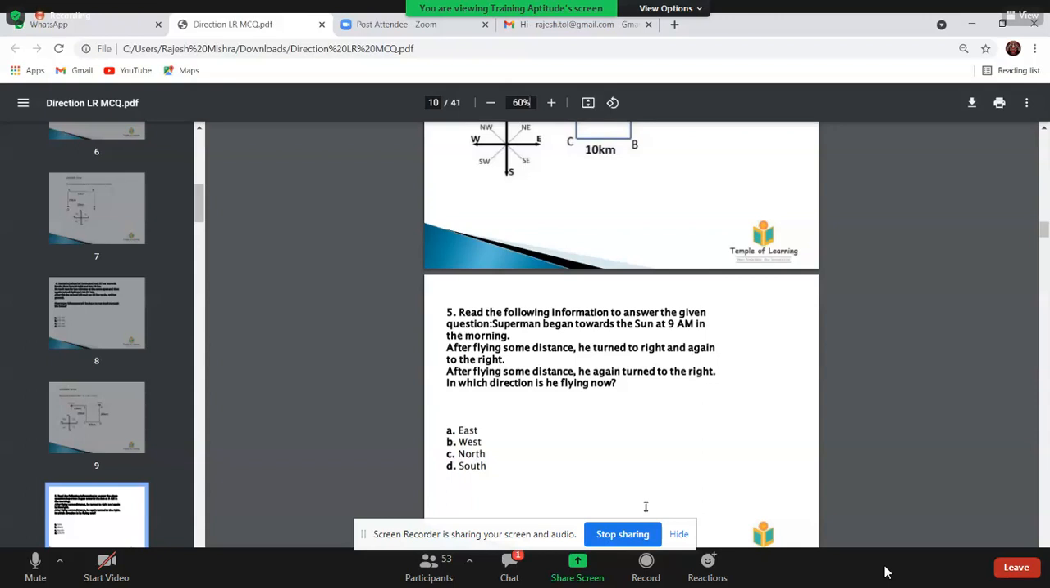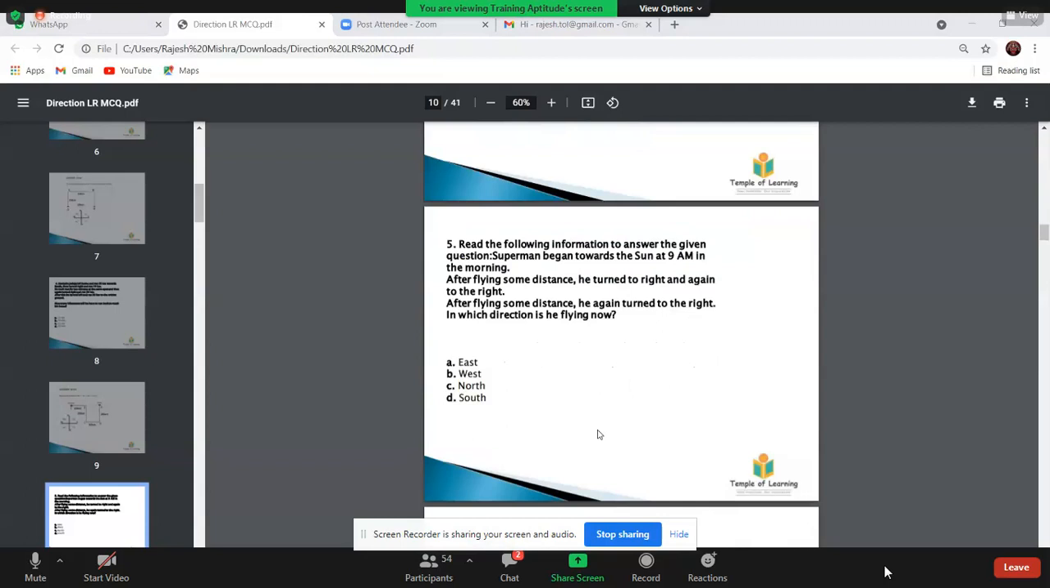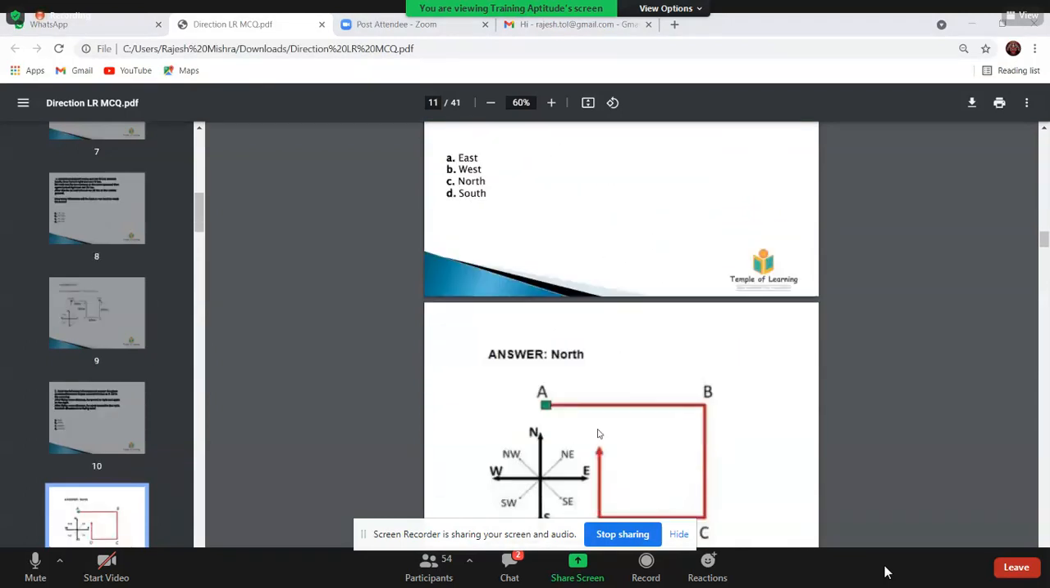Just ask which direction is he traveling now? Who says north? So Simran. Okay. No, it's absolutely correct. So first Superman goes in the east, then goes south, then goes west. Now in which direction after D is he moving? He's moving towards north. Just read the question.